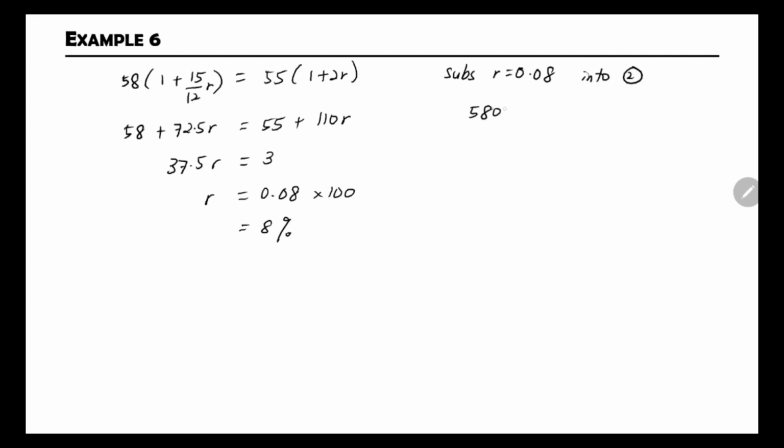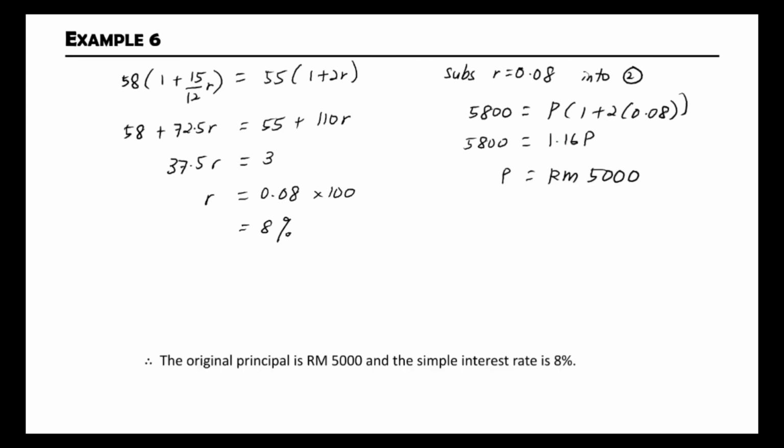So 5,800 equal to P(1 plus 2 times 0.08). So for P, 5,800 equal to 1.16P. P equal to RM 5,000. Therefore, the original principal is RM 5,000 and the simple interest rate is 8%.